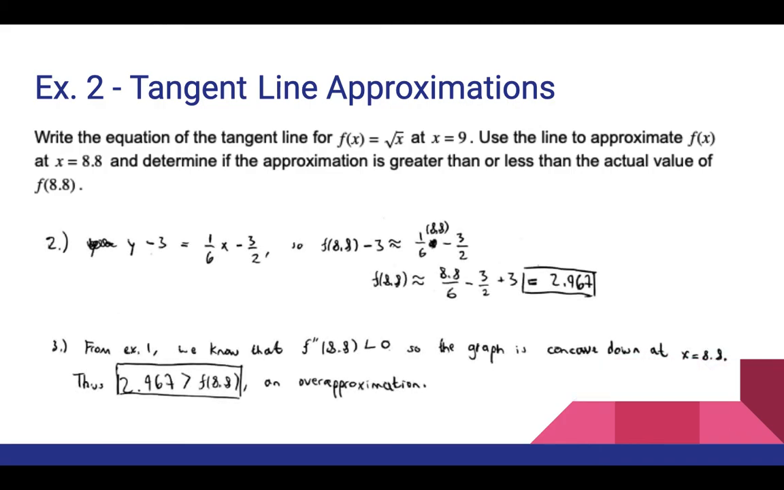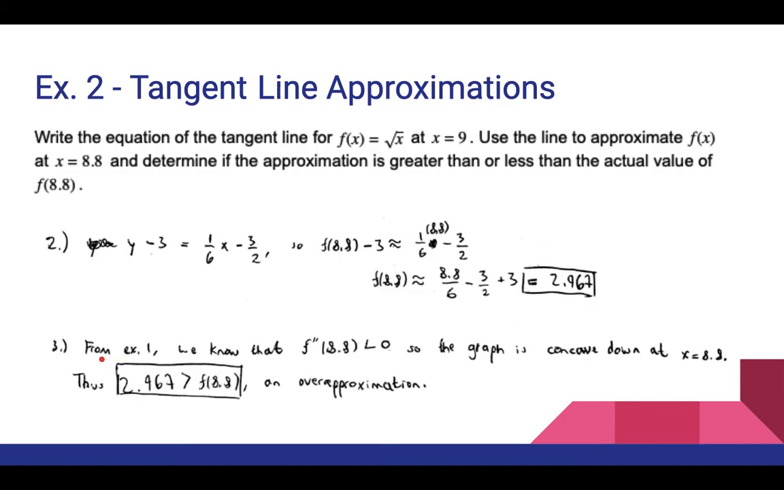Now we can use the equation of the tangent line to approximate f of 8.8 by plugging in x equals 8.8 and solving for y. So f of 8.8 minus 3 is approximately equal to 1/6 of 8.8 minus 3/2. I plug in x equals 8.8 and replace y with f of 8.8, since that's what we're approximating. I add 3 to both sides, and I get f of 8.8 equals 8.8 divided by 6 minus 3/2 plus 3, which equals 2.967, which I totally did in my head and not on a calculator. Beep, boop, beep. I'm a robot.